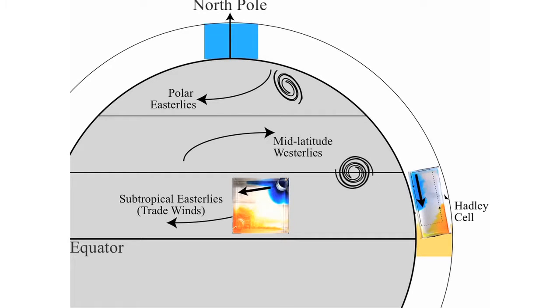And in the mid-latitudes and near the poles, it's more the interaction of storms and eddies that still are strongly affected by rotational effects, as we saw in the last experiment we did in the circular tank. And those interactions between those complex eddies then lead to the polar easterlies and the mid-latitude westerlies.